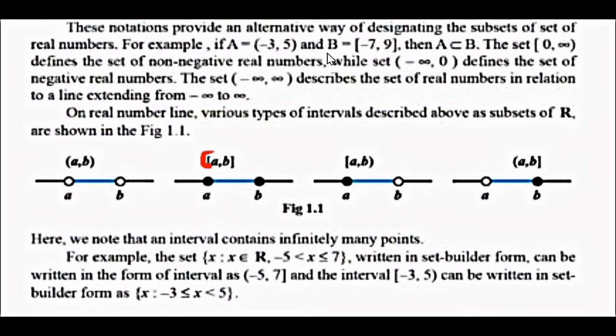Okay, for example, say -3 and 5 is a set A, and this definitely lies between -7 and 9. So A is actually a subset of B. But what about it lying inside? It is lying inside. We are not saying this set is -7, 9, but it is somewhat inside. This is how we signify it.